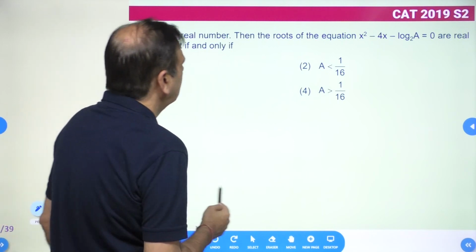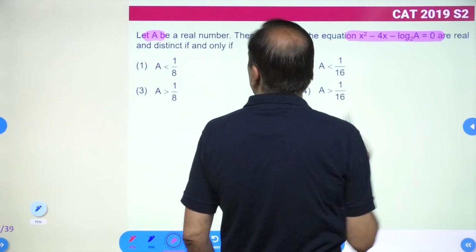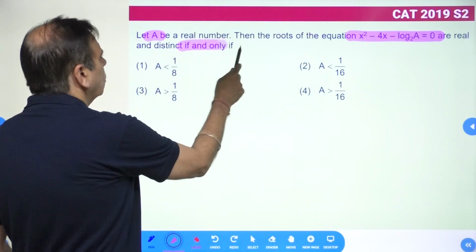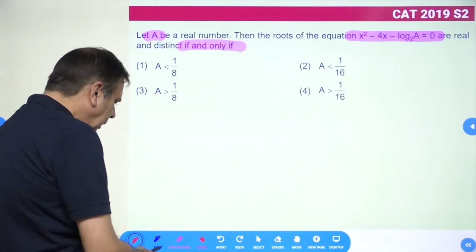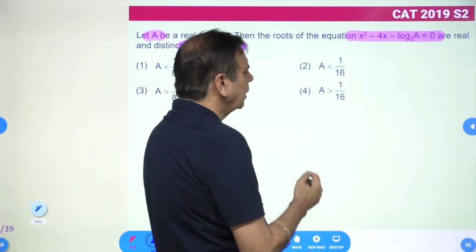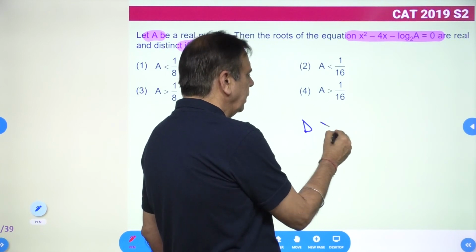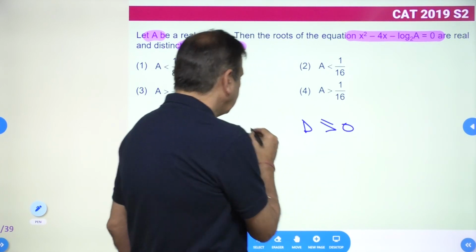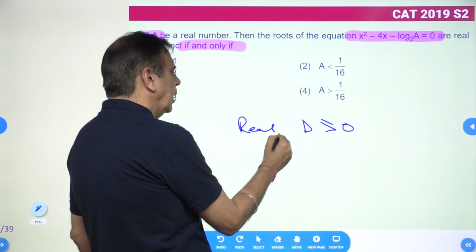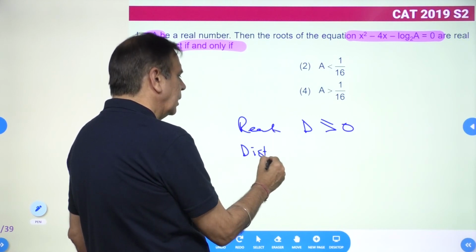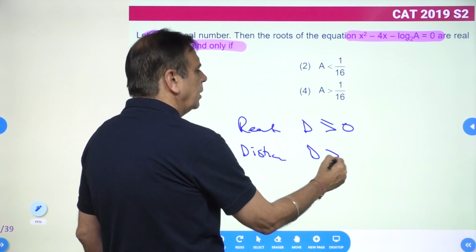Let a be a real number, then roots of this equation are real and distinct if and only if. Okay, roots are real and distinct. Real का क्या मतलब होगा? Discriminant has to be greater than or equal to 0. This is for real roots. And if roots have to be distinct, that means discriminant has to be greater than 0.